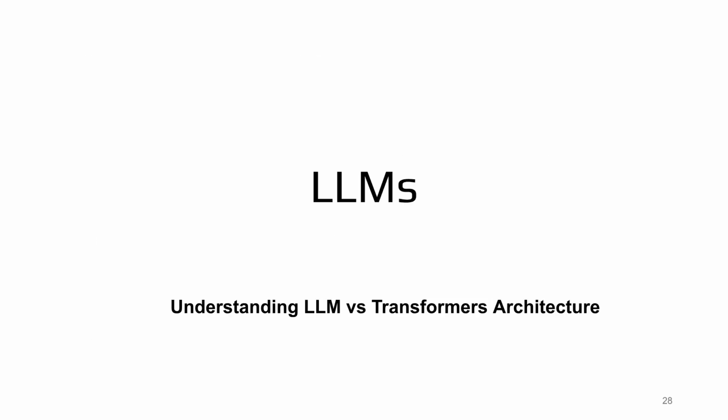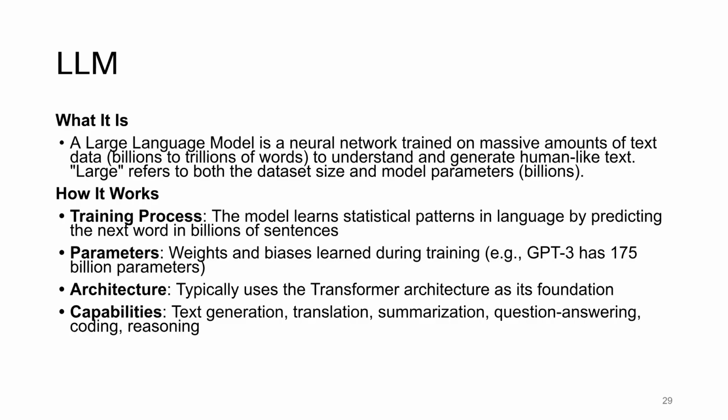Now let's connect transformers to large language models. This is where the architecture scales to unprecedented sizes. A large language model is a transformer trained on massive amounts of text, billions to trillions of words. Large refers to both data and parameters. GPT-3 has 175 billion parameters. These are the weights learned during training.